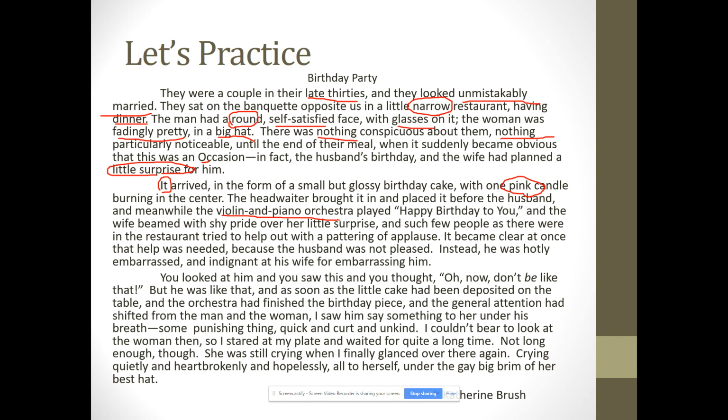The wife is no longer fadingly pretty in this paragraph. Now she is beaming. We find out, however, that the husband is not pleased. He's hotly embarrassed and indignant. That makes me wonder why the wife would do this for him if he wouldn't like it. Did she misjudge how he'd react? There is much more indirect characterization in this paragraph than the last. The author has transitioned from telling to showing.